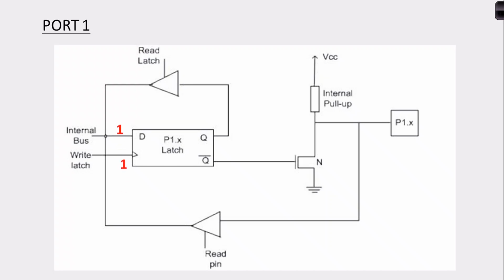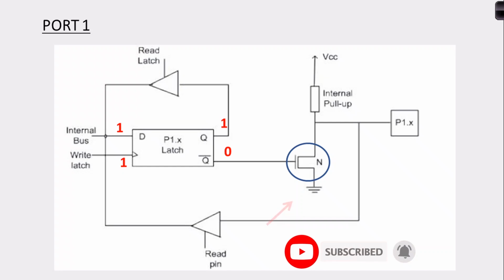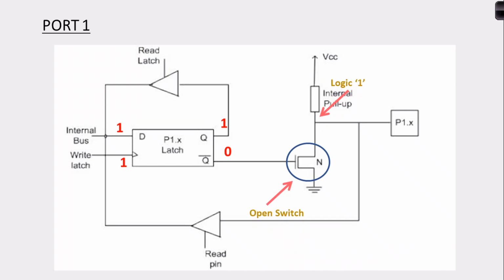Now let us see how I can make my port an input port. In order to make it an input port, I need to send 1. When we send 1, the latch output will be 1, and Q bar will be 0. If Q bar is 0, then this particular MOSFET is an open switch, and my logic there will be logic 1, and it can be overcome by the input port. The same values coming at the port are read at the read pin.